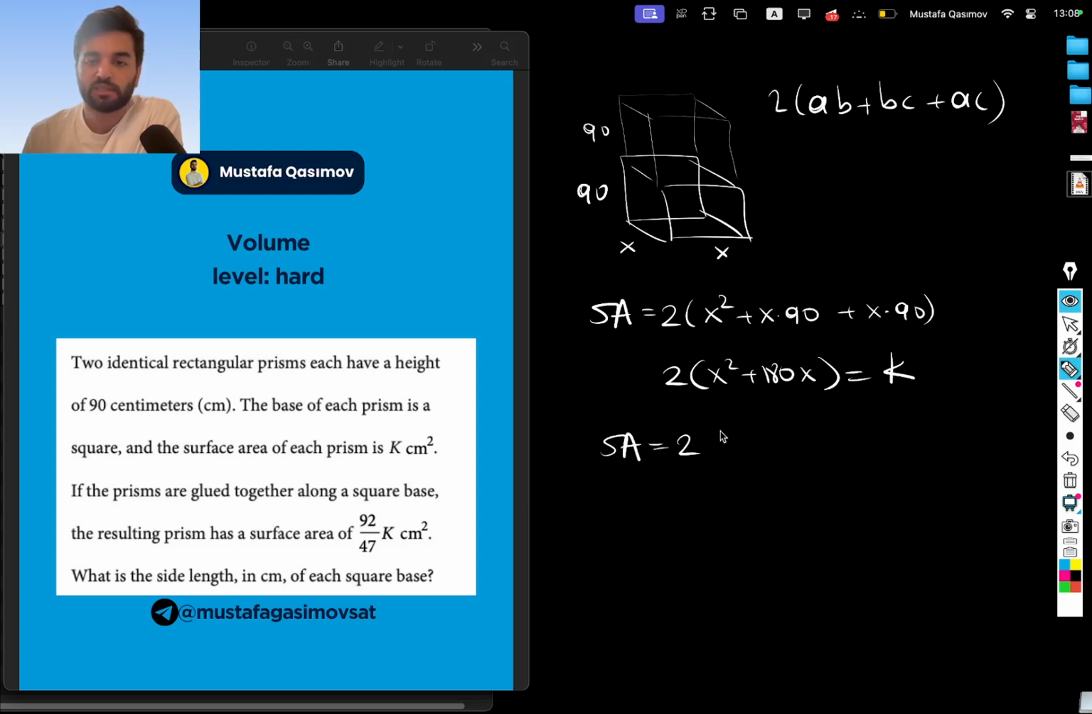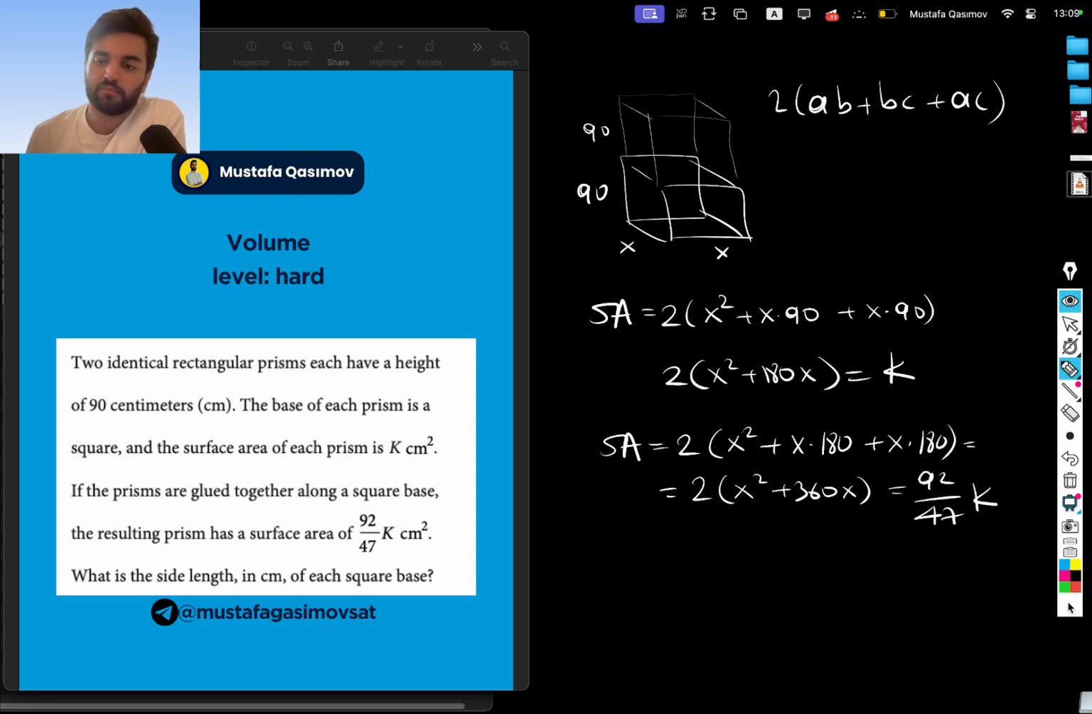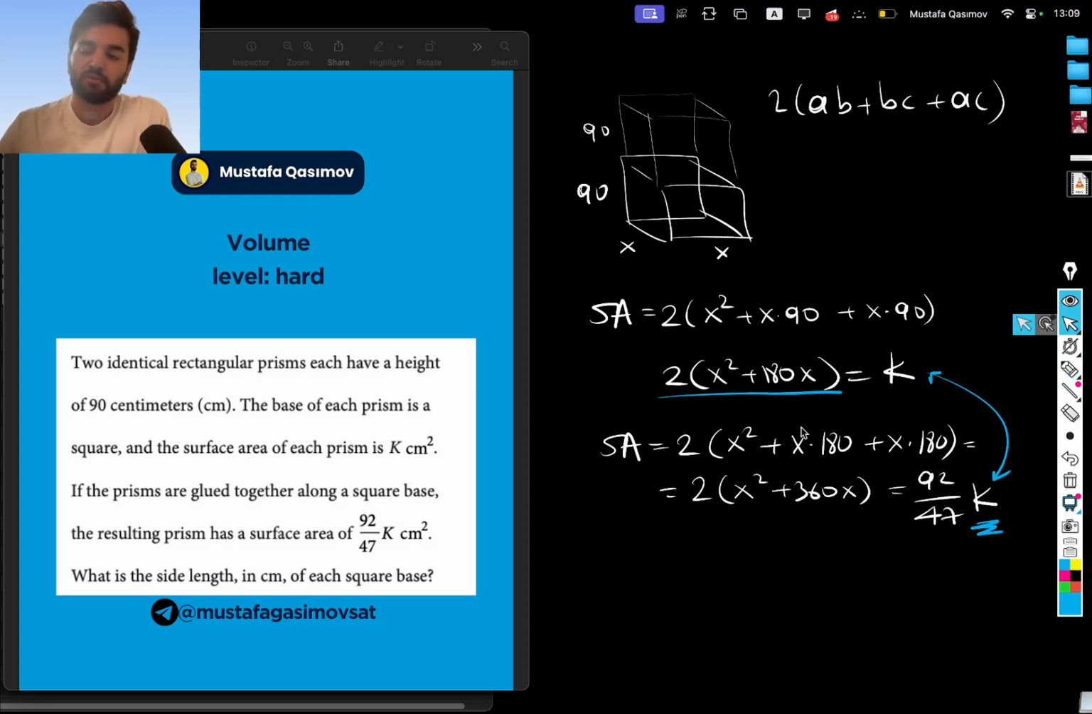Okay, what will be new surface area? New surface area will be just 2 multiplied by x squared. We have to just write 180 instead of 90. Then it will be equal to 2x squared plus 360x. And it is equal to 92 over 47. Okay, then we can do substitution here. We can just write this value instead of this k. Then write to decimals, we will get answer automatically.